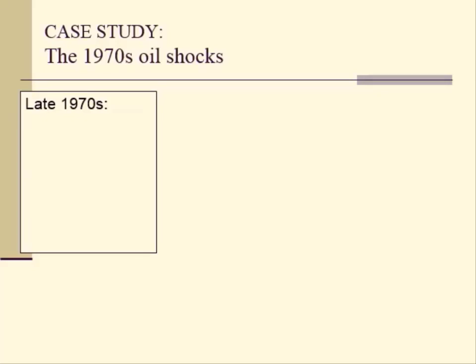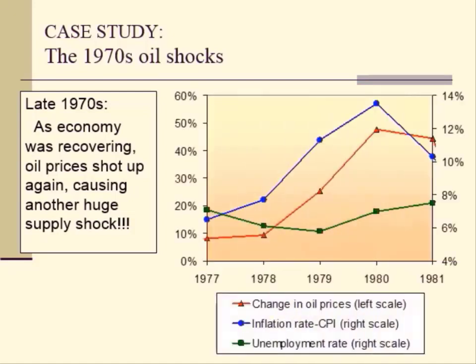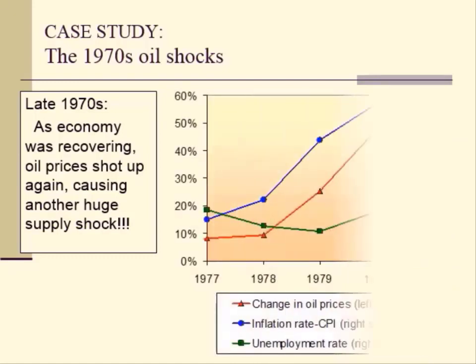The second oil shock happened in the late 1970s. From 1979 to 1981, the second oil shock occurred due to the revolution in Iran. That is the demise of the Shah of Iran, and Ayatollah Khomeini, Iran's new leader, was much less friendly toward the West. So in the late 1970s, as the economy was recovering, oil prices shot up again, causing another huge supply shock. As you see in this graph, this leads to an increase in the price level with the oil price increases, and what followed is an increase in the unemployment rate. And then eventually, oil prices fall, followed by the inflation rate.